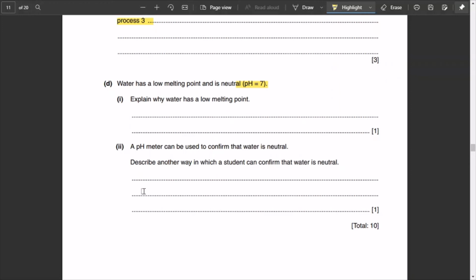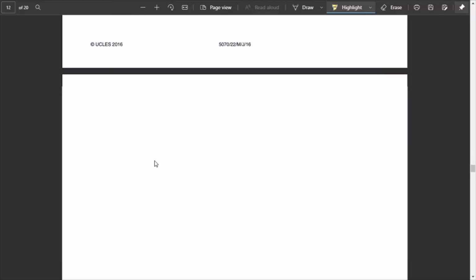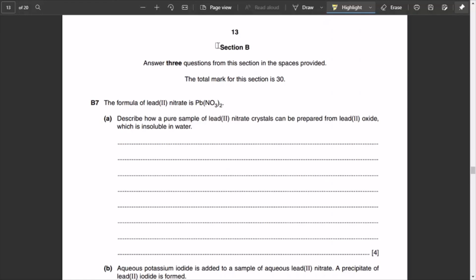A pH meter can be used to confirm that water is neutral. Describe another way in which a student can confirm that the water is neutral. So we can use an indicator. If we use an indicator, it is going to turn green in color if it's neutral. In this way, we can find out that the water is neutral. And there are so many other ways. For example, we can use pH paper and all. There are so many ways that you must have learned in your classes while doing the analytical part of chemistry.